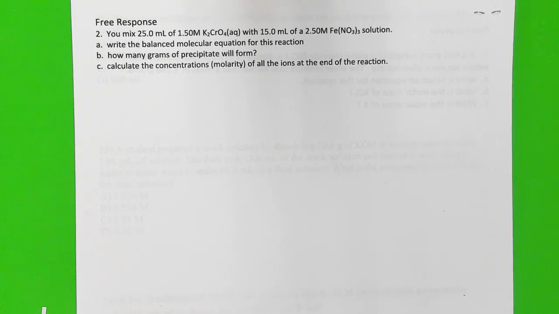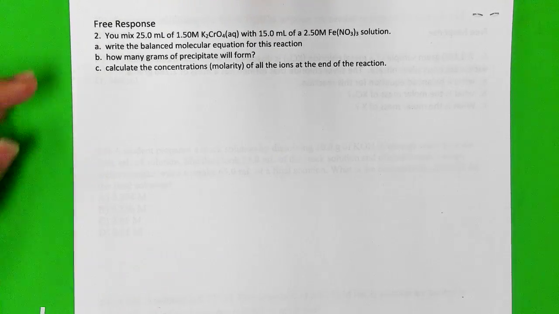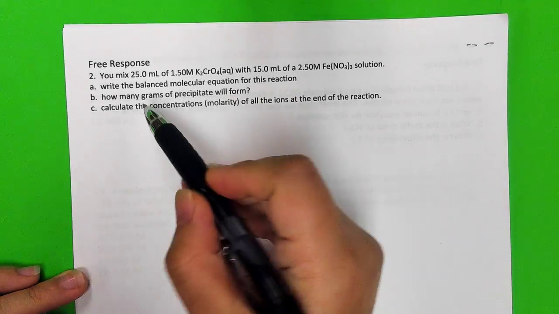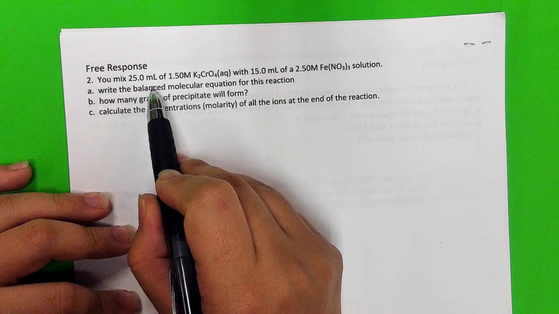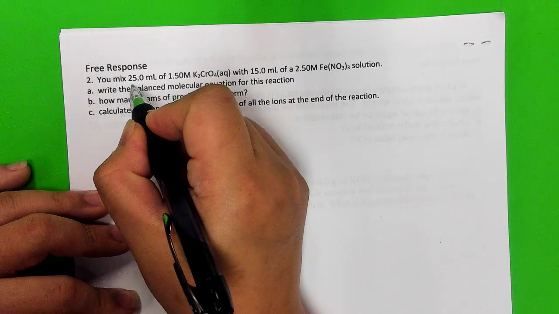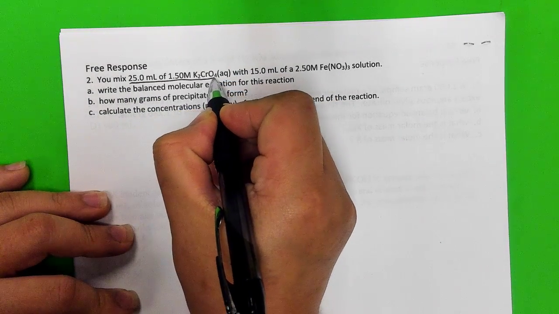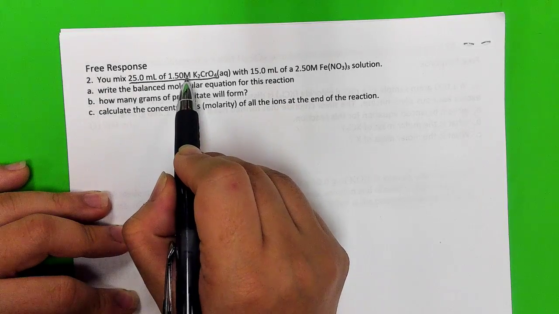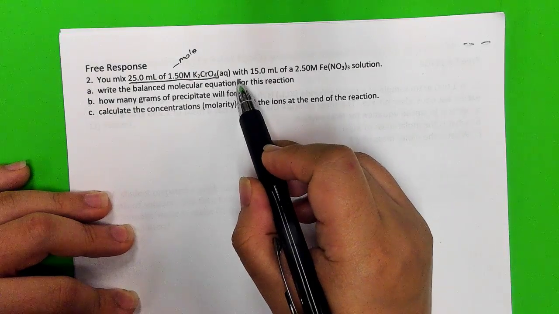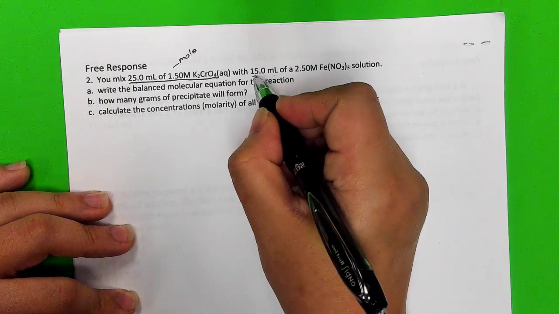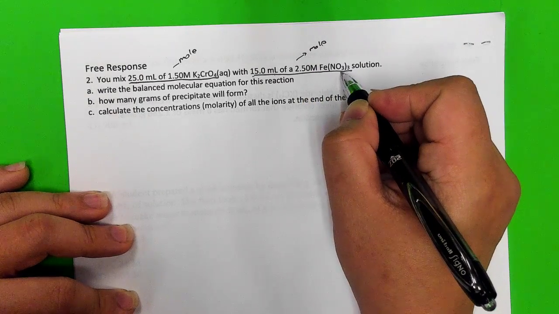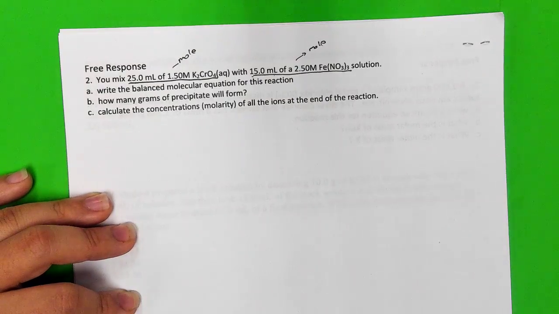Let's start chapter 4, review question, free response number 2. For this question, we're given 25 milliliters of 1.50 molarity K2CrO4. Remember from class, when you have volume and molarity, you can always find moles. So I'm going to find moles. With 15 milliliters of 2.5 molarity, same thing here, that's going to give me moles of Fe(NO3)3. This is moles of K2CrO4.